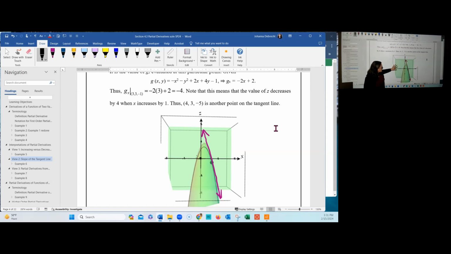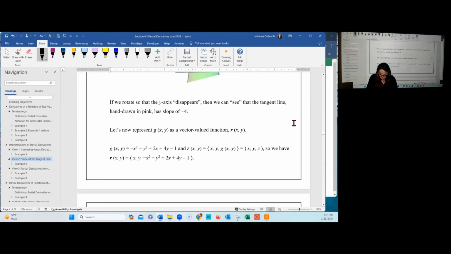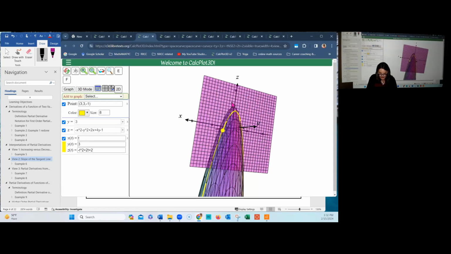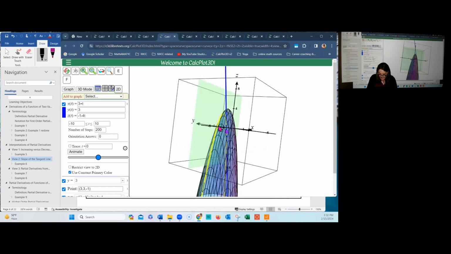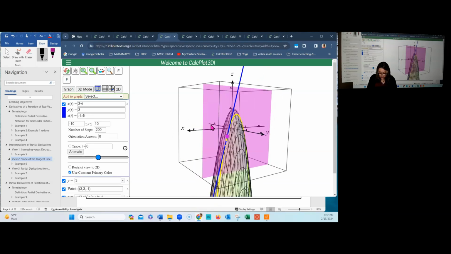Now, the green plane that you see here is the plane where y equals 3, since y is coming straight out at you. Let's go ahead and take a look at this one out there on the space. So we've got that, we've got this here. And now you can see where we've got the plane where y equals 3. We've got the trace where it intersects that paraboloid. We've got the point (3, 3, -1), and now we've graphed the tangent line right here.